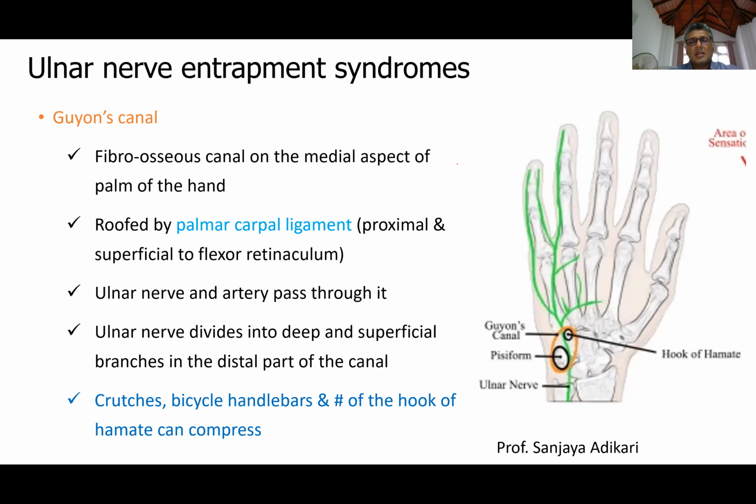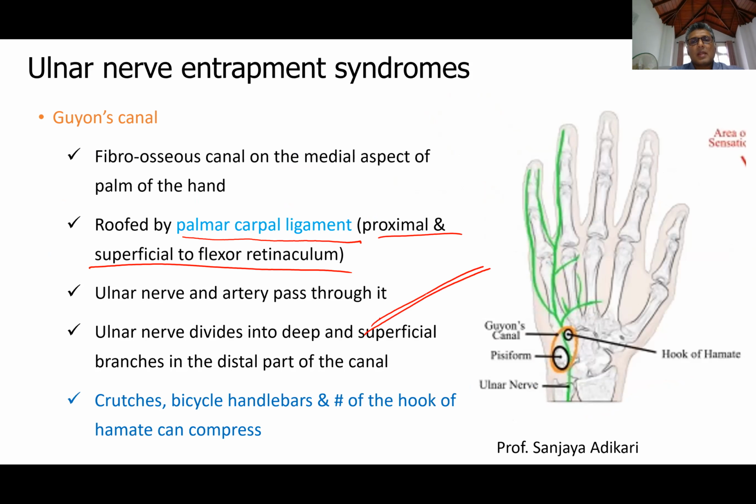A fibro-osseous canal is formed over the flexor retinaculum, and that is actually due to a ligament which is called the palmar carpal ligament, which lies proximal and superficial. Remember, proximal and superficial to the flexor retinaculum.